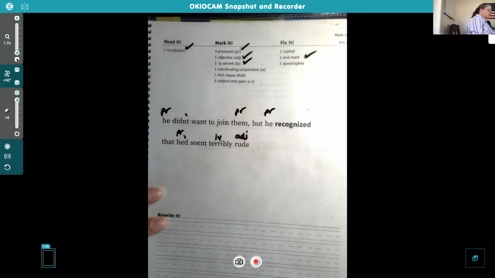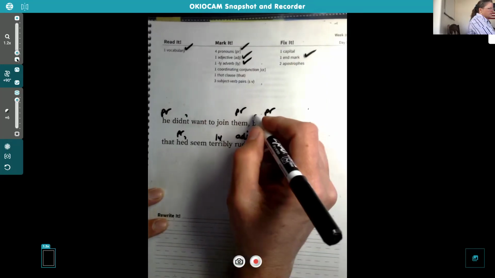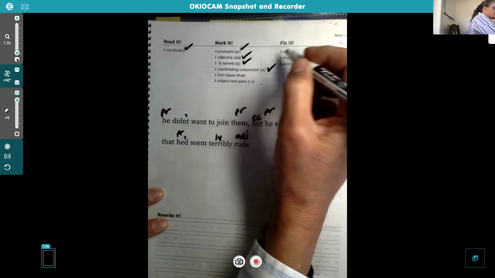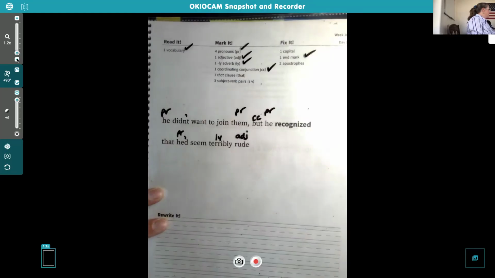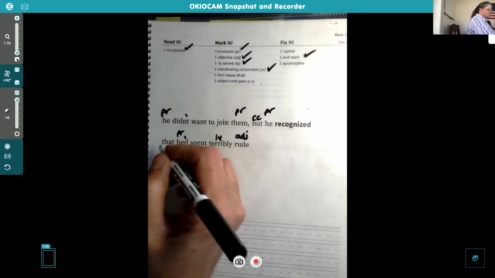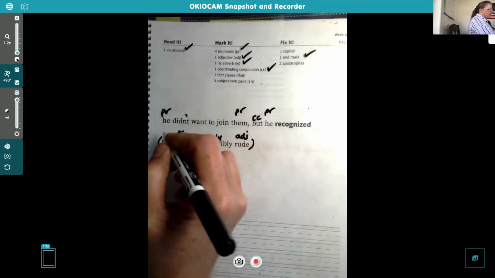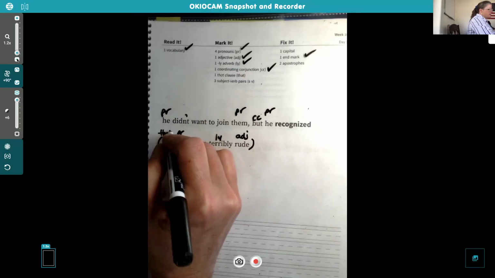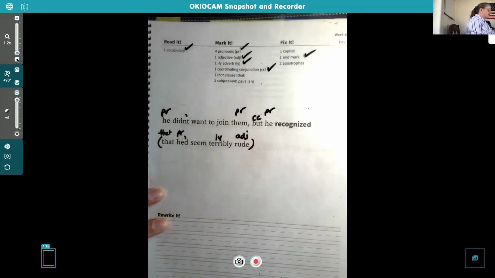Coordinating conjunction, Brady. Good. And then that clause. How about Isley? Yes, it starts with that. This is the thing you guys missed in the lesson, the that clause, but it's basically like a who or which clause, but it starts with that.